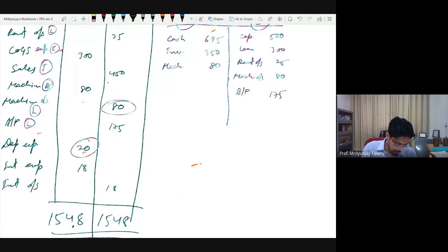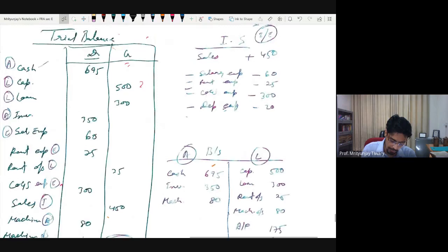Depreciation expense done. Interest expense. Where should it go? Expenses. This is also an expense. So that is why it will go to income statement. So I will write interest expense of 18 lakhs.